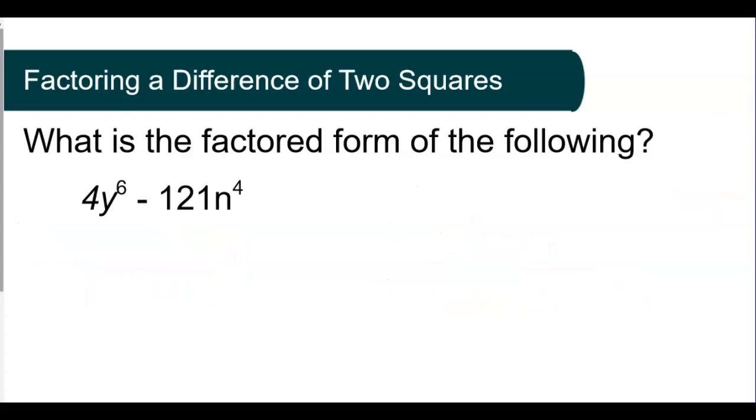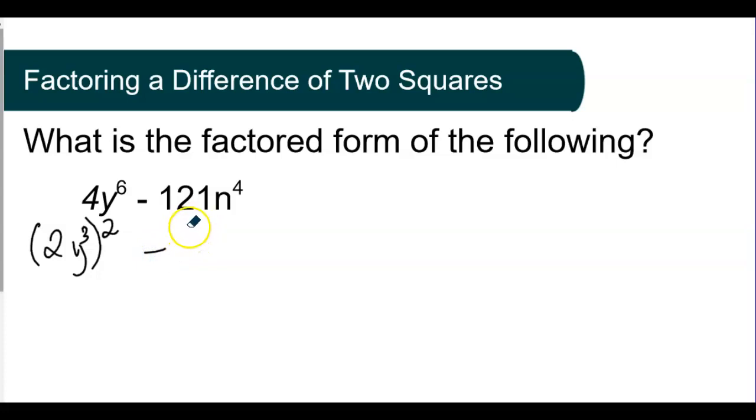All right, let's take a look at this one. It's a bit more challenging. I see the coefficients, and those are perfect squares, but what about those exponents there? When I think about this problem, I try to rewrite this. So I'm going to rewrite 4y to the 6th as 2y to the 3rd, but then if I square that whole quantity, now it's going to equal 4y to the 6th. So I'm just rewriting this.